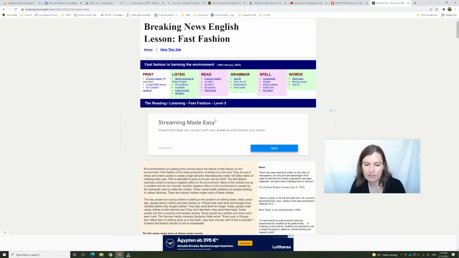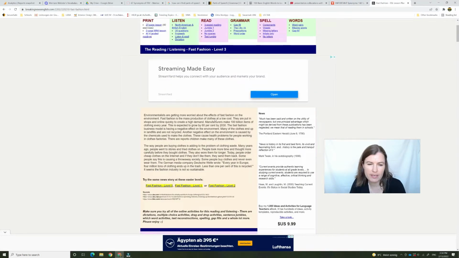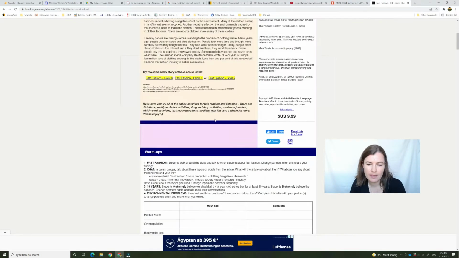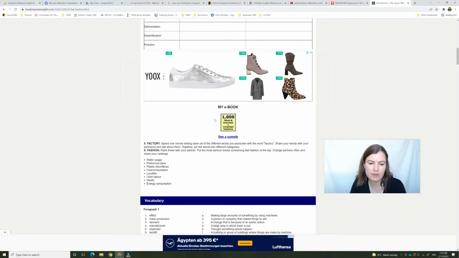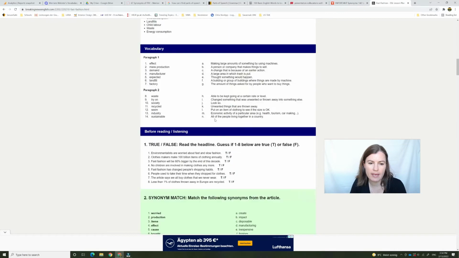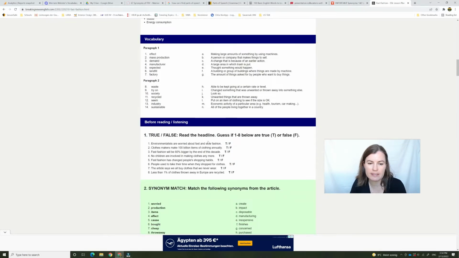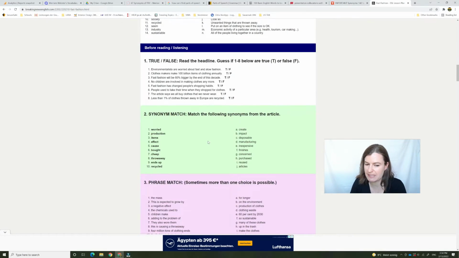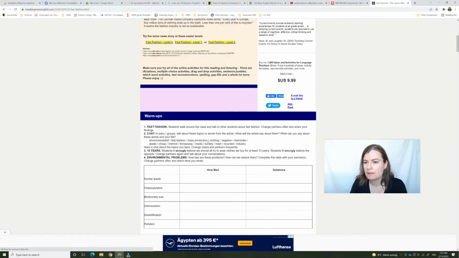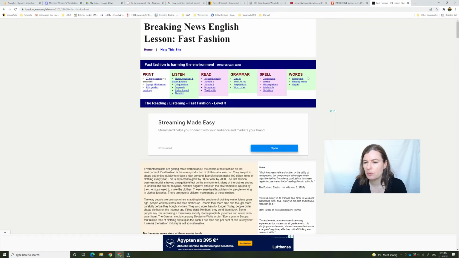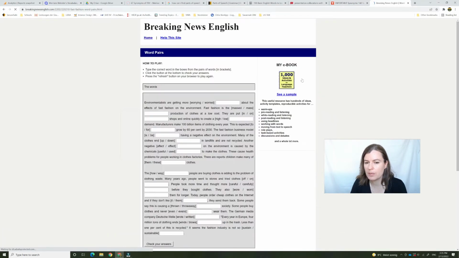Here you have an article that you can read. You have activities based on reading comprehension, vocabulary, and then you have vocabulary matching activities, true false questions. It's really amazing the amount of lessons you can find on here. But if you go to words, you have here on the right word pairs.